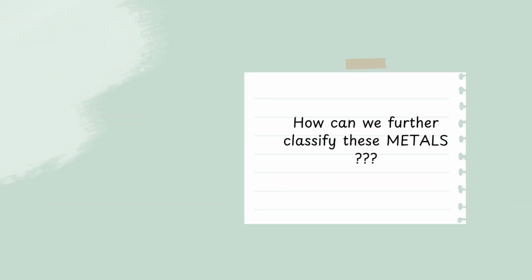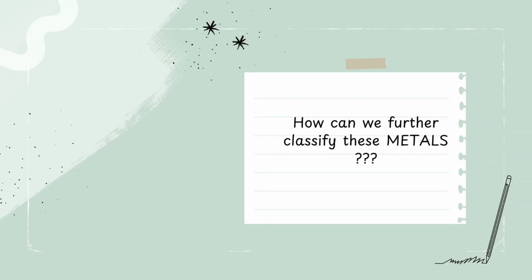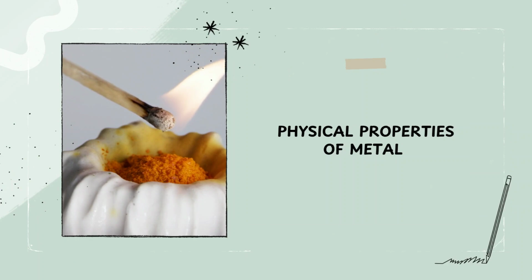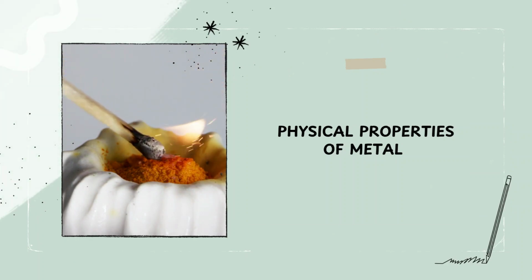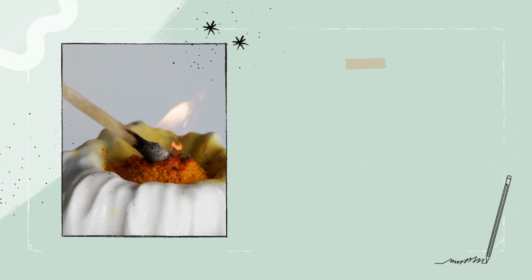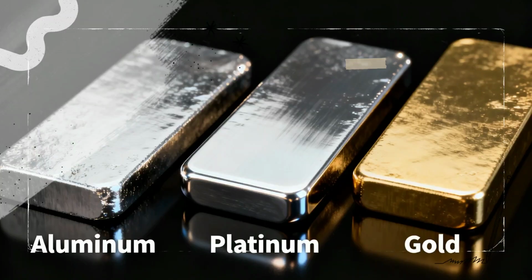So how can we further classify these metals? So, in chemical sciences, these metals are classified on the basis of their physical property and chemical property. And in this video, we will be looking at some of the physical properties of metal that give them their characteristics. So, we will start with our first property of metal, that is the metallic luster.